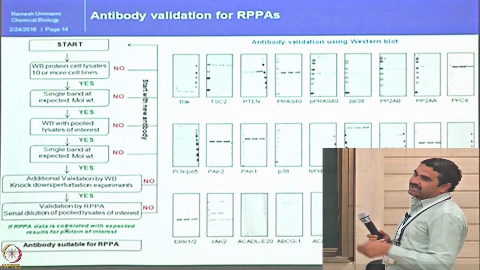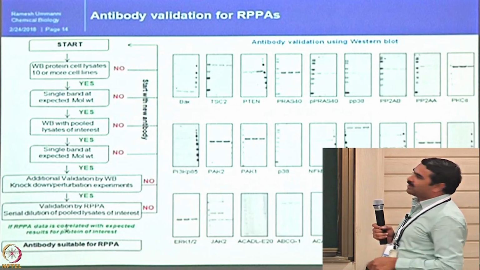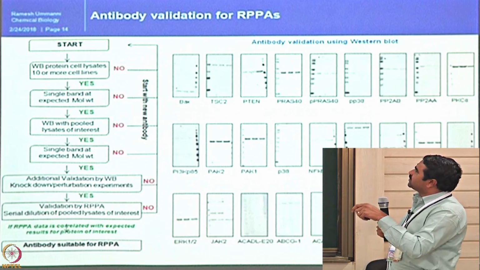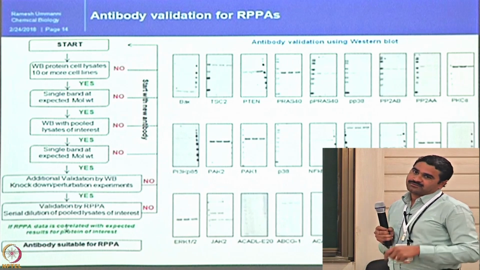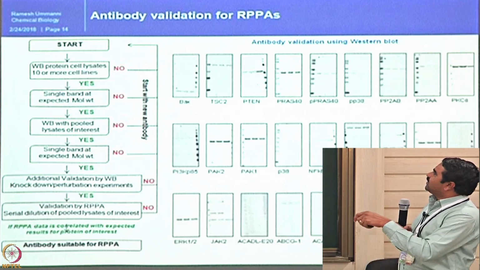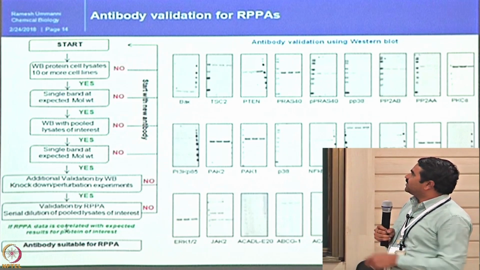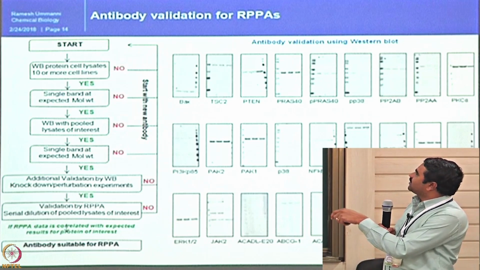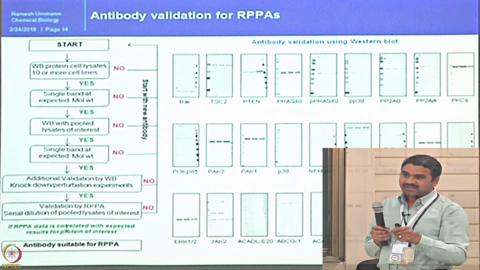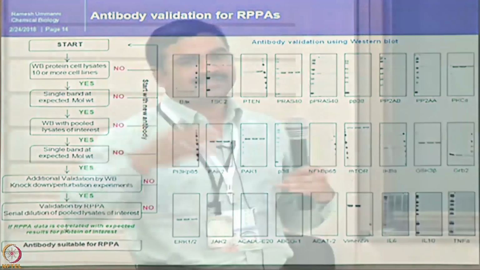How it is, I will highlight here. Our approach for antibody validation is like this: starting point, take Western blotting, take 10 different cell lysates from 10 different cell lines, run them, and then do Western blot. If the antibody gives a single band, say yes, go to the next step, and then you pool the lysates from 10 or more different cell lines and run a single lane. That means even in a complex mix, the antibody has the capacity to recognize the protein of interest without any non-specificity.